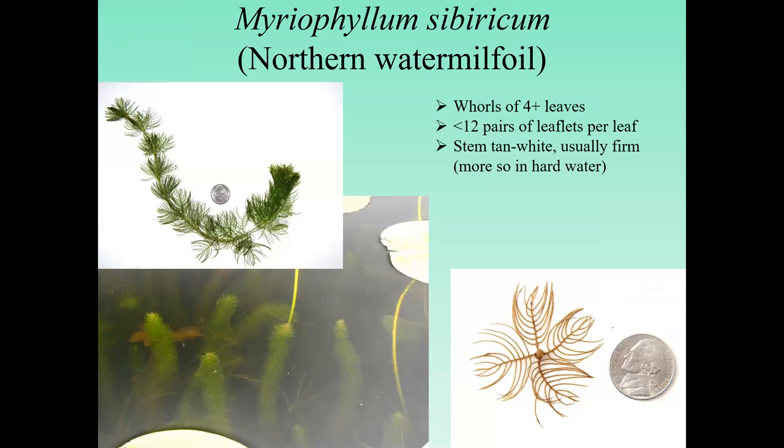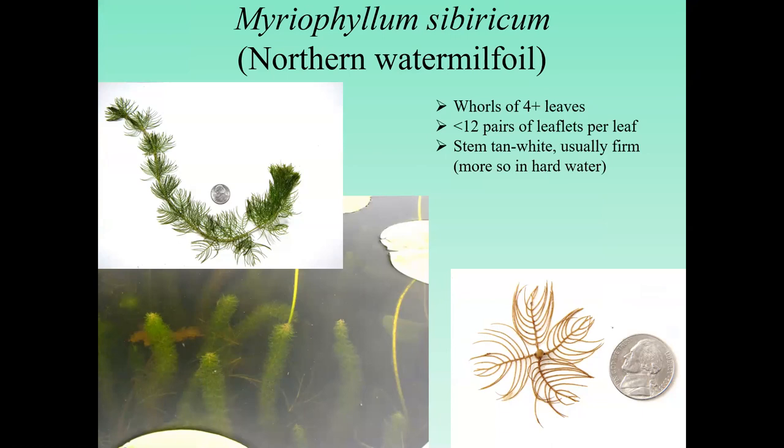So that would be later in the season, similar to what we were talking about with the nutlet production in the pondweeds. You're looking at probably July. In the southern part of the state, you might see Eurasian milfoil flowering in the middle of June, maybe. So the next one is northern water milfoil.